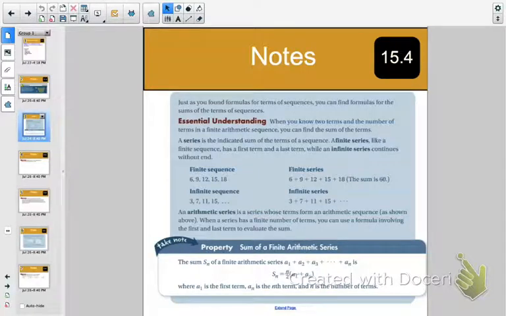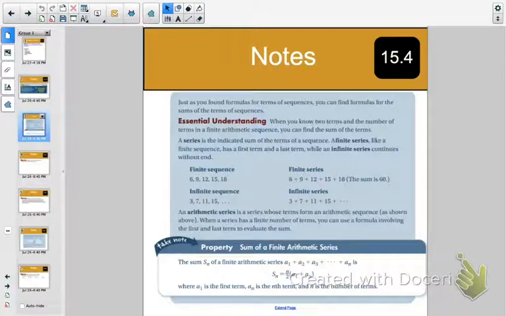So it says we can use formulas to find series. A series is the indicated sum of the terms of a sequence. A finite series, like a finite sequence, has a first term and a last term, while an infinite series continues without end. So there are some examples of finite versus infinite series. An arithmetic series is a series whose terms form an arithmetic sequence.